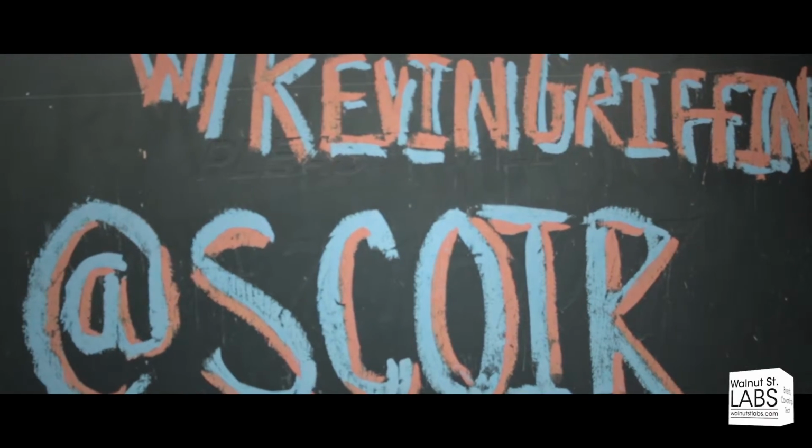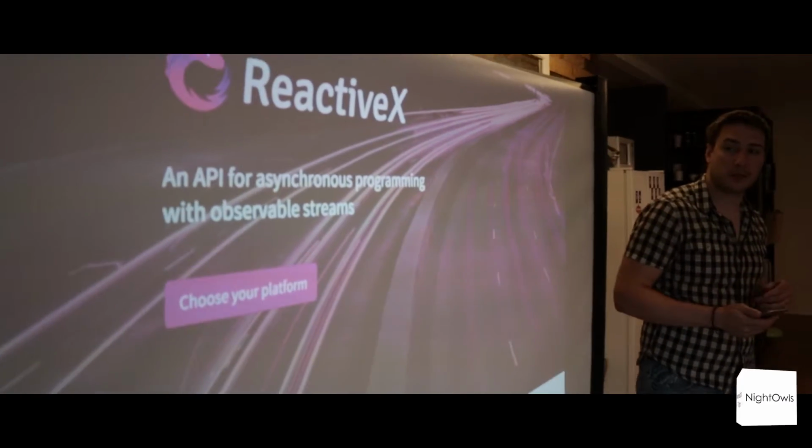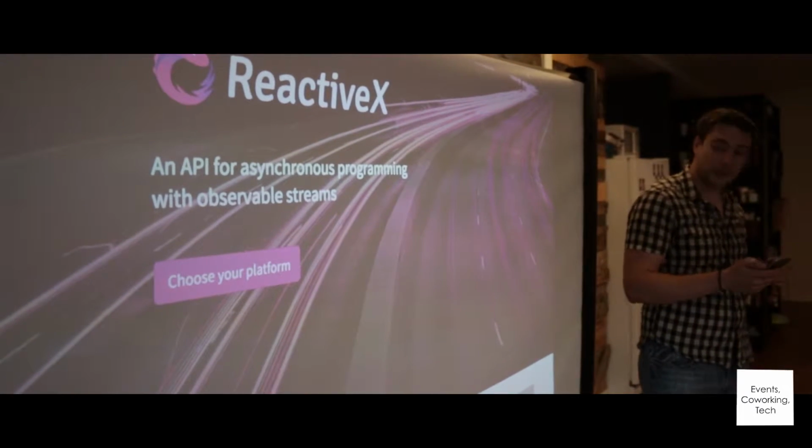Sure, so my name's Kevin Griffin. I am what's called the lead software architect at SCOIR. I focus mainly on mobile applications, what it takes to build engaging iOS and Android applications which help facilitate getting users into the SCOIR platform.